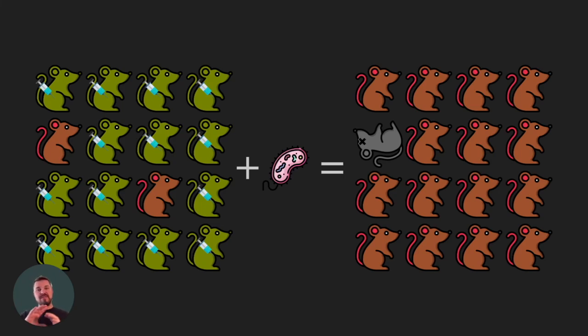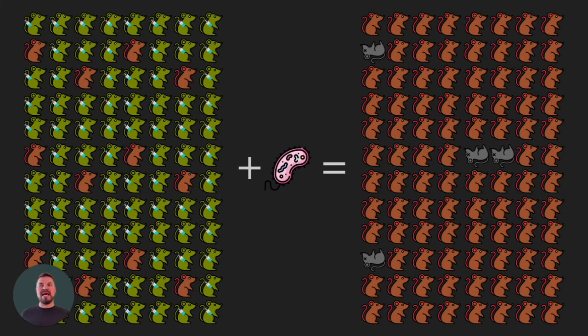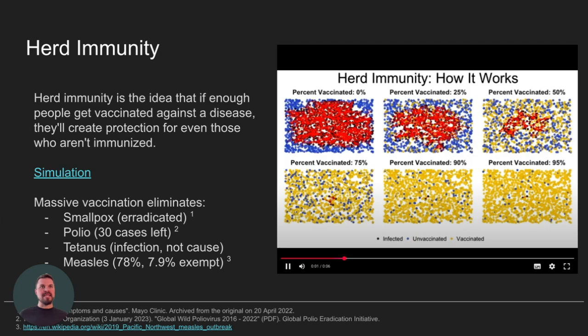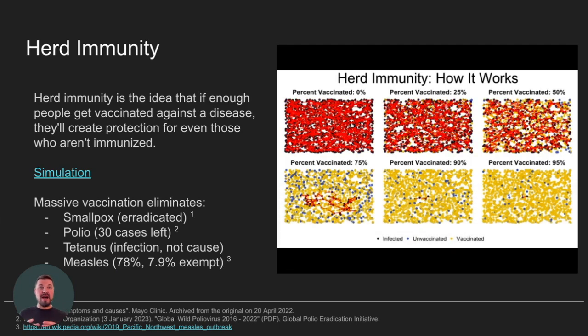So if the majority of us gets vaccinated, even when a pathogen comes in contact with us, most of the people who for some reason couldn't get vaccinated will be protected by the herd or the group. And that is how vaccines actually protect all of us when most of us are vaccinated. And you can see here in the demonstration how fast it spreads when we're not.